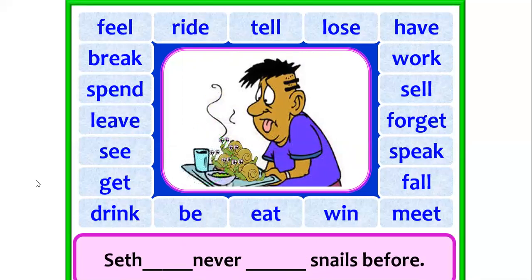Think about this one. Seth. Seth here is the name of this man. And then never works as negative. Snails before. It looks like they're being eaten. So, the have or has, yes, correct, it has. So, this has never eaten snails before. This has never eaten snails before.